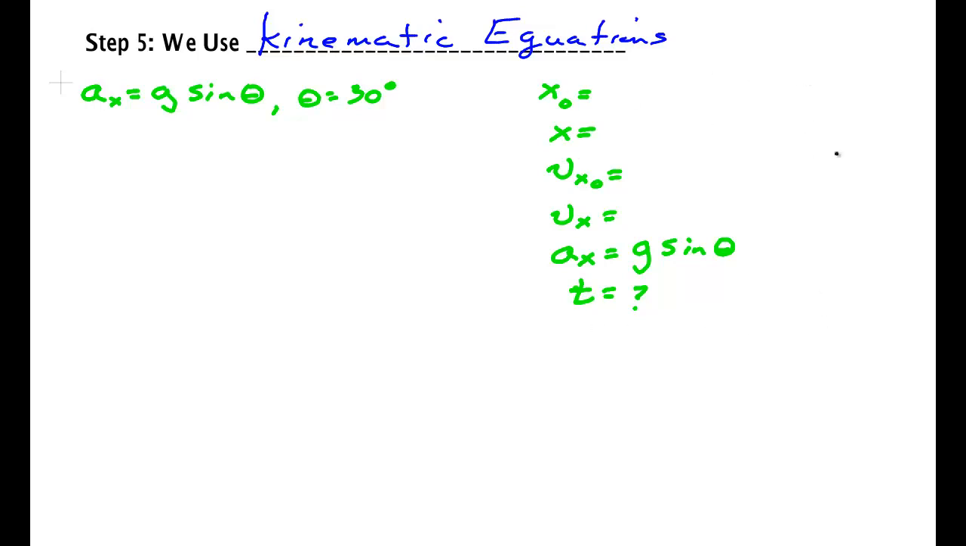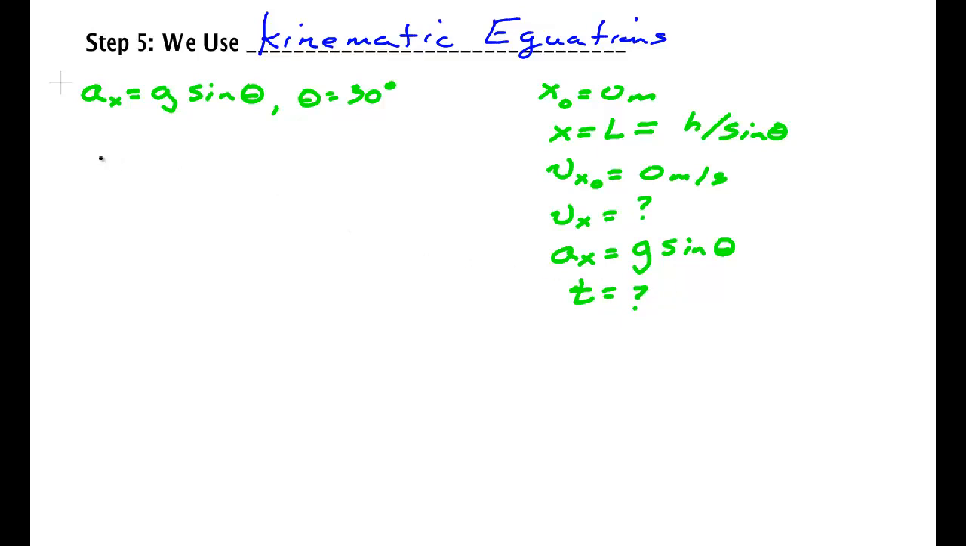My initial position, as I said, was 0. My final position is going to be L. But by trig, we see that that's h over the sine of theta. Vx naught was 0 meters per second. I don't know what the final velocity is.